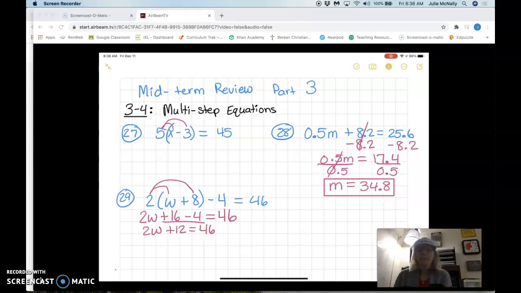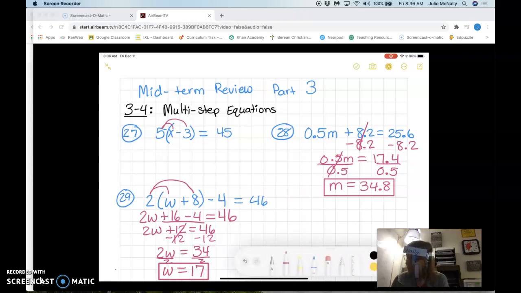And now? And then you're going to subtract 12 from 46. So that will be 34. Good. And so you divide by 2. I'm running out of room again. And that's going to equal 17.